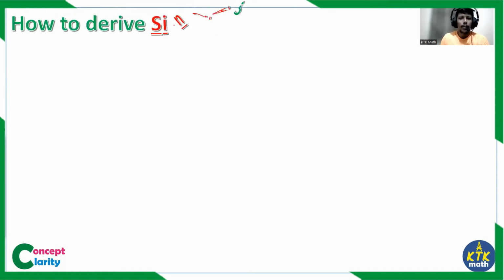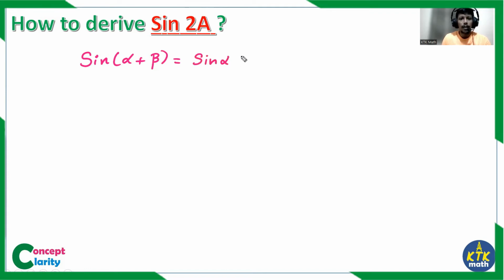Now we are going to derive the formula for sin 2A. For deriving the formula for sin 2A, I am going to apply an old concept. I know already the formula for sin(alpha plus beta). I hope you remember it. Sin(alpha plus beta) is nothing but sin alpha cos beta plus cos alpha sin beta. This is the formula which we know already.